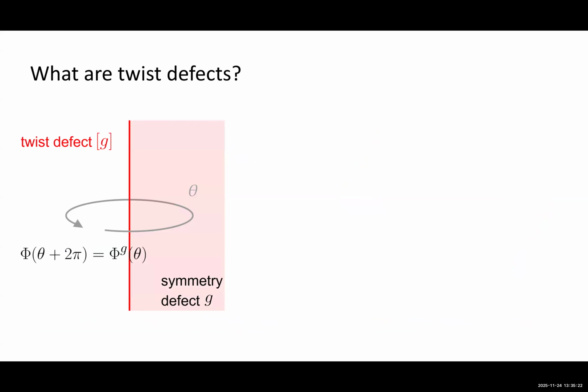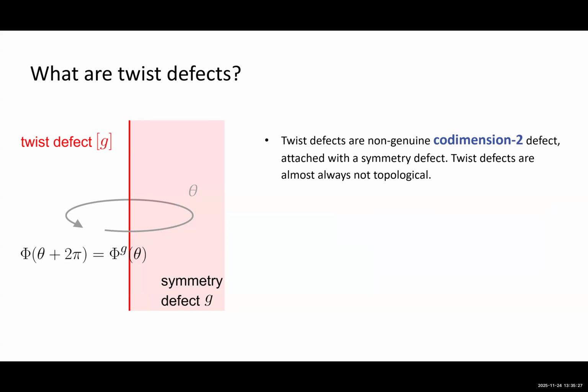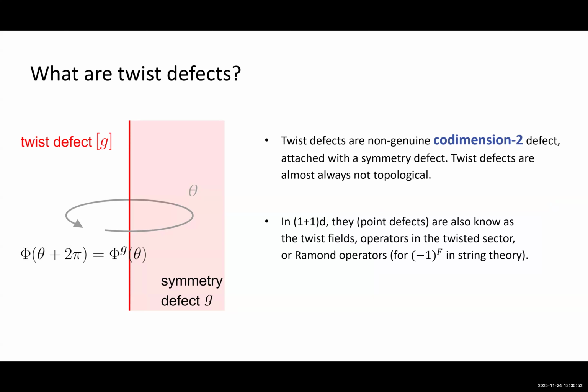Today, I'm going to talk to you about another very special class of defects that are the boundary of the codimension 1 symmetry defects. So, by definition, they are the boundary of the codimension 1 operator, and I want to highlight the difference here. Symmetry defects are codimension 1 and topological, while twist defects are codimension 2, and they are almost always not topological. People already know the twist defect very well in the case of 1+1D quantum field theories. They have some other names.